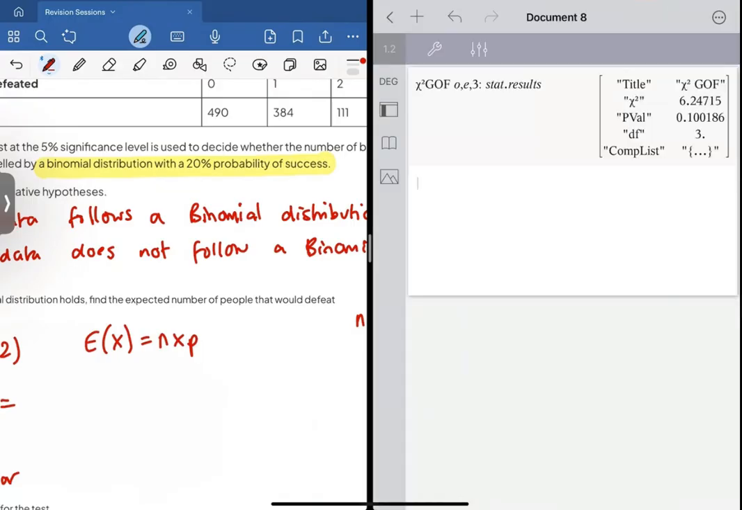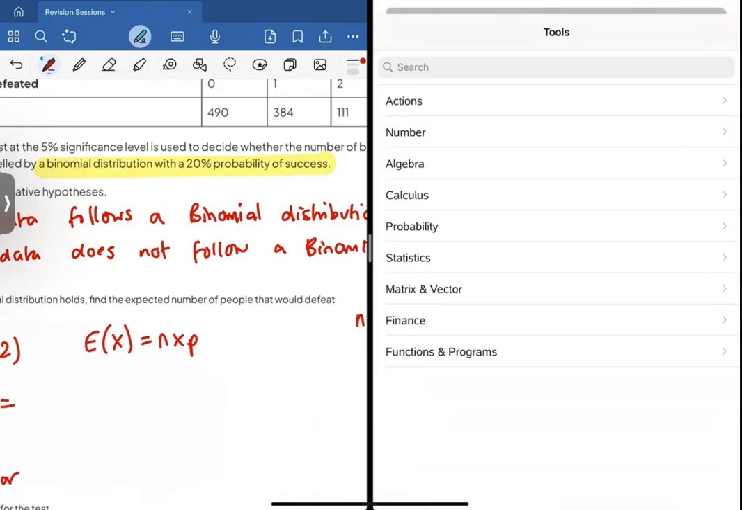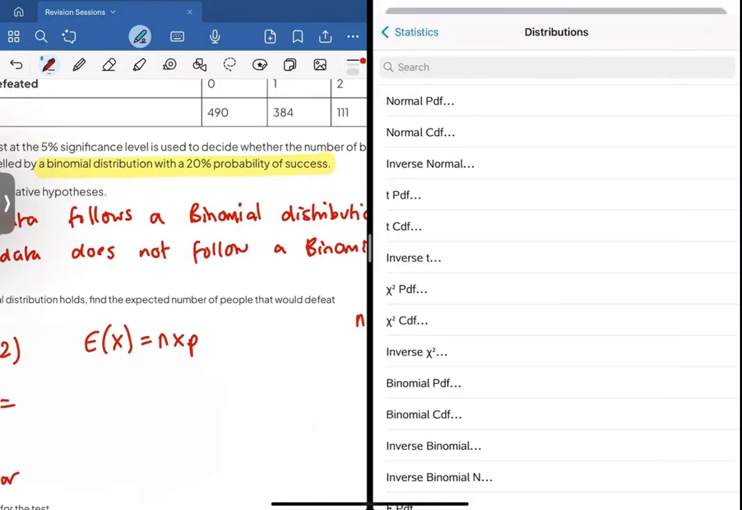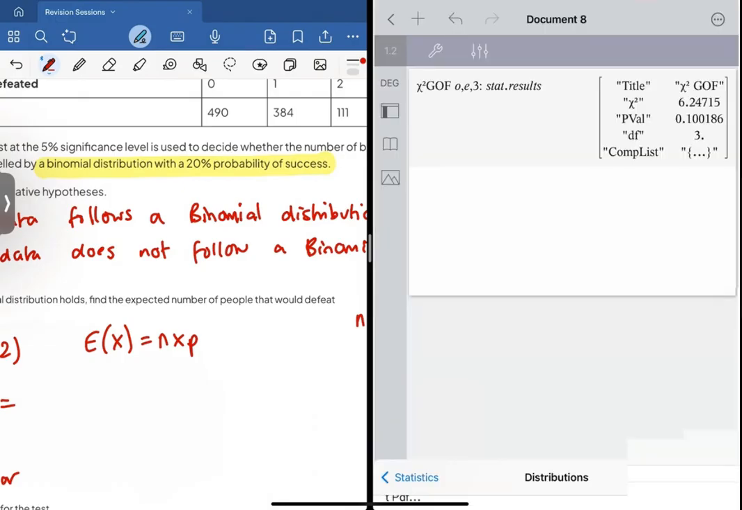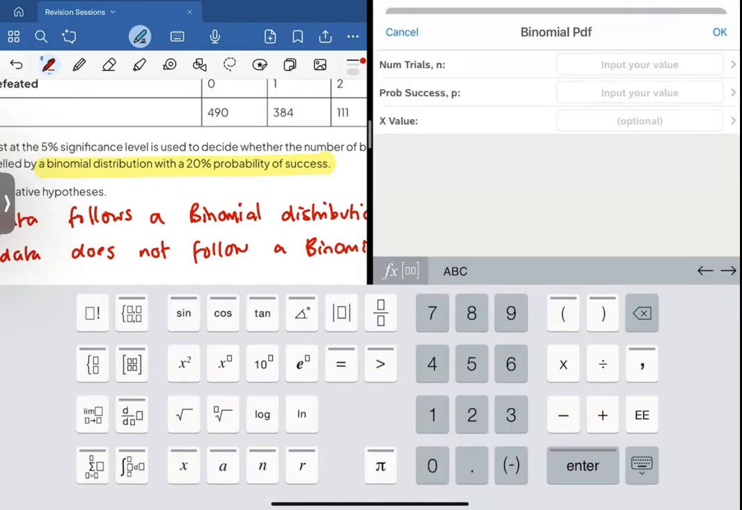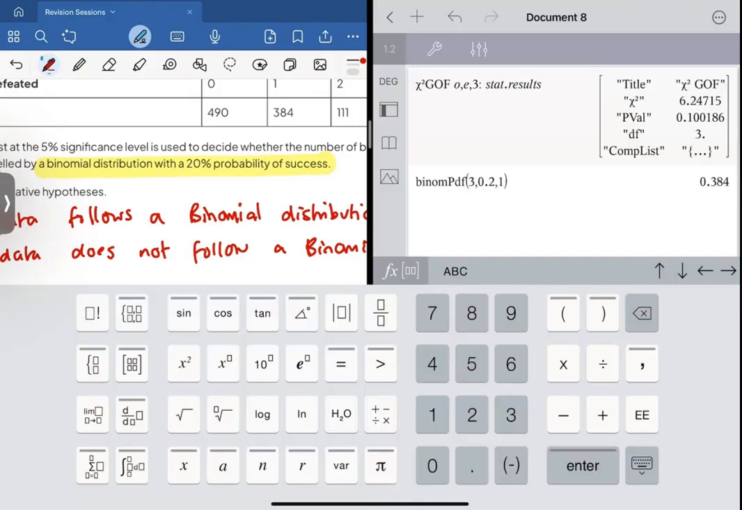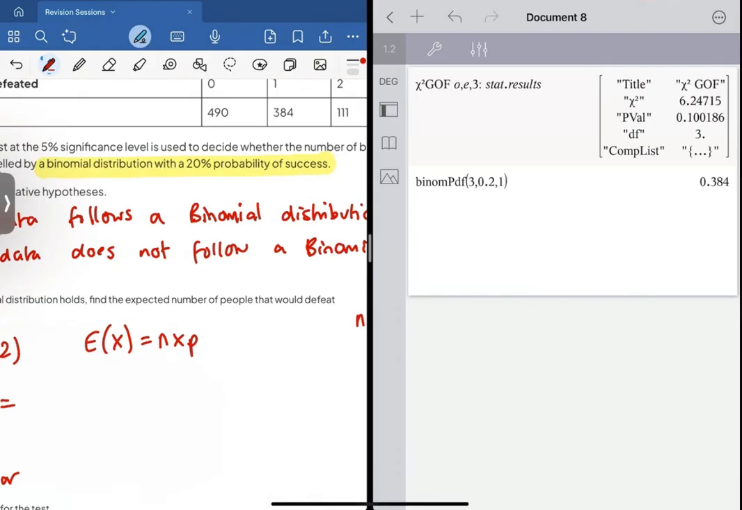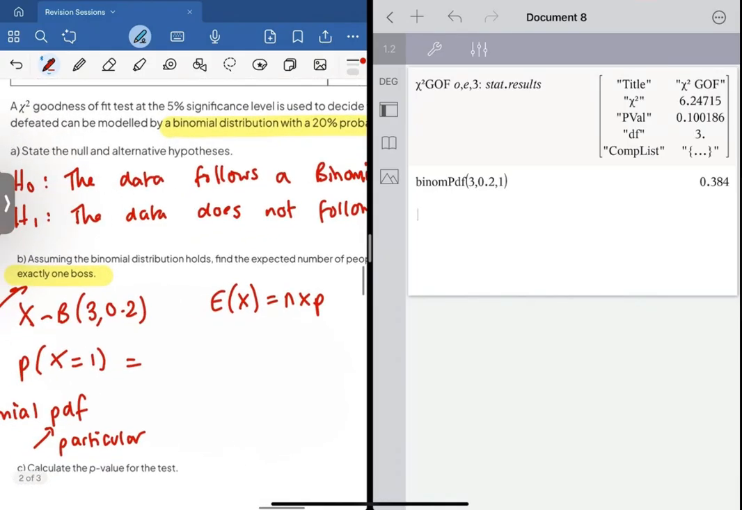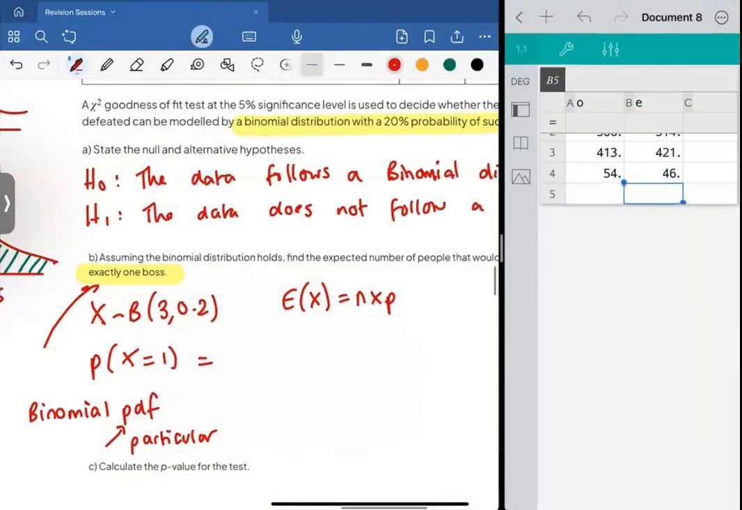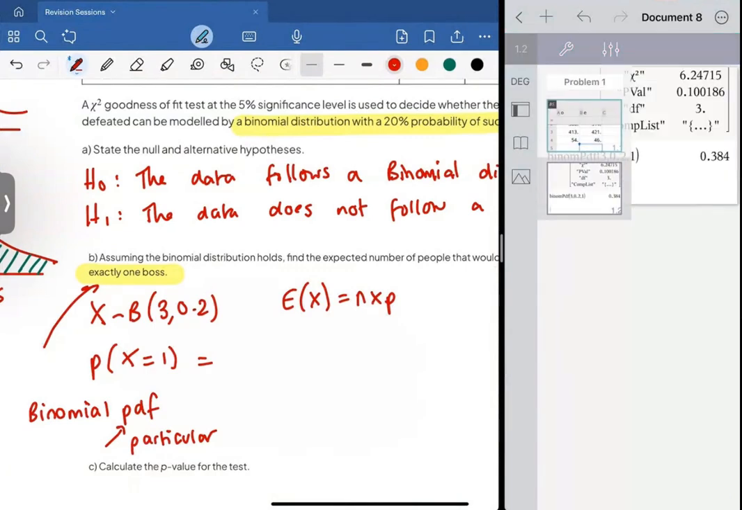Oh, I've chosen the wrong one. I've chosen normal. Okay, excuse me. Statistics, distributions, binomial PDF. There we go. Number of trials: there are 3 bosses. Chance of success is 0.2. And I want to know the probability of defeating exactly 1 boss. That is 0.384. So the probability of defeating exactly 1 boss is 0.384.